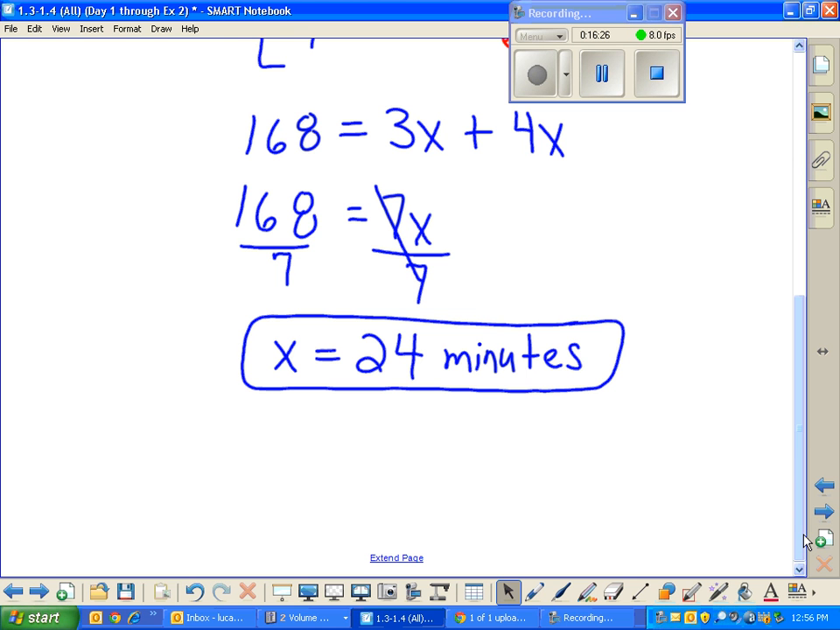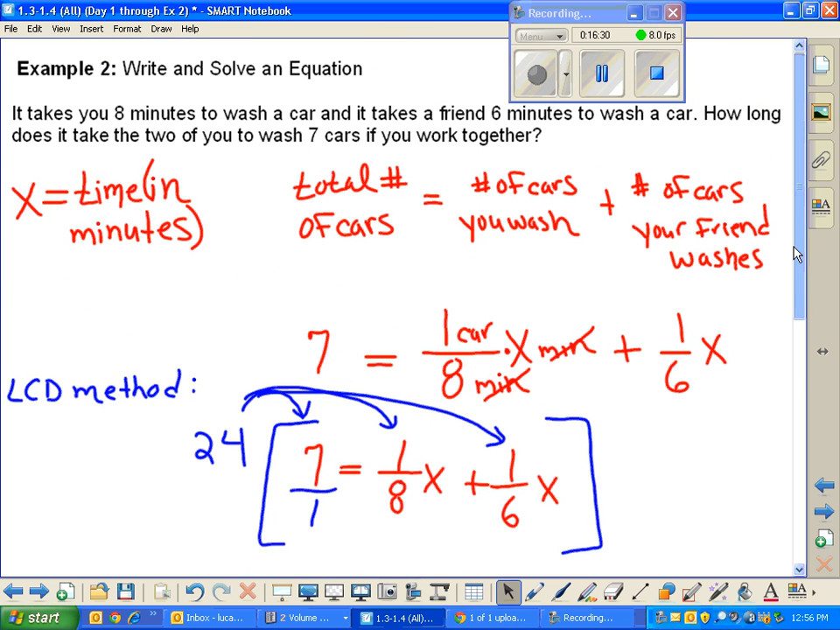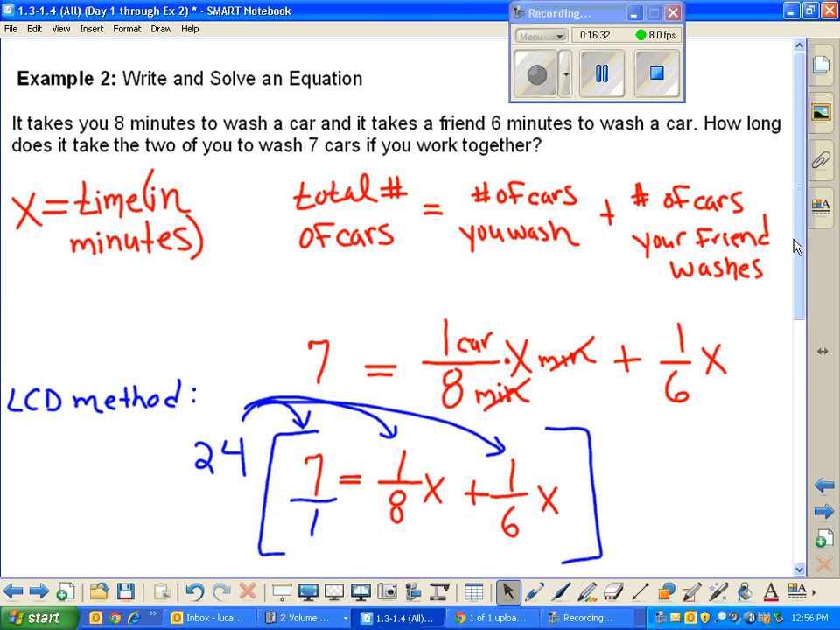Okay, so let's review. I know after I do a word problem, you're like, really? We have to talk about it again? But yes, just to make sure you understand the process. We read the problem. We pulled out the information that we knew. We knew we were going to try to wash a total of 7 cars. We knew that I was able to wash 1 car every 8 minutes and my friend was able to wash 1 car every 6 minutes. So we used that information and then we decided what we didn't know. We didn't know how long it was going to take us to wash these 7 cars.